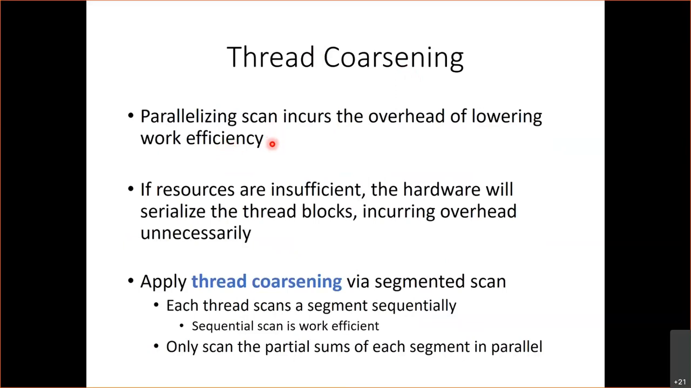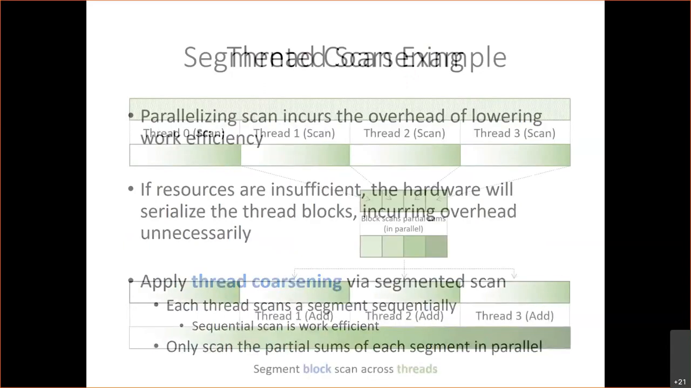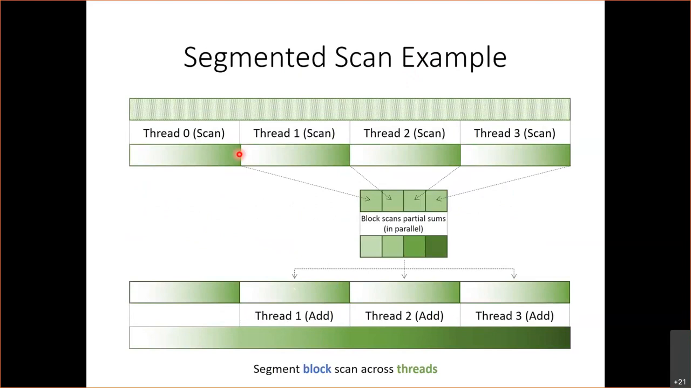So what we can do is apply thread coarsening to do a sequential scan in some of the threads. Here, each thread would do a sequential scan of its own segment, and then we do a parallel scan of the partial sums and then redistribute them across the segments that each thread owns. By doing this, we improve the work efficiency of our algorithm, because the sequential scan done by each thread is more work efficient than a parallel scan in general.